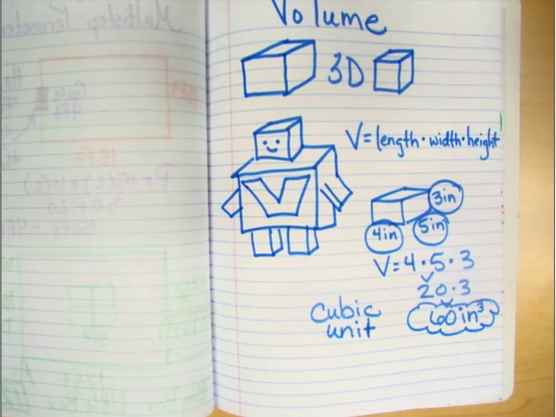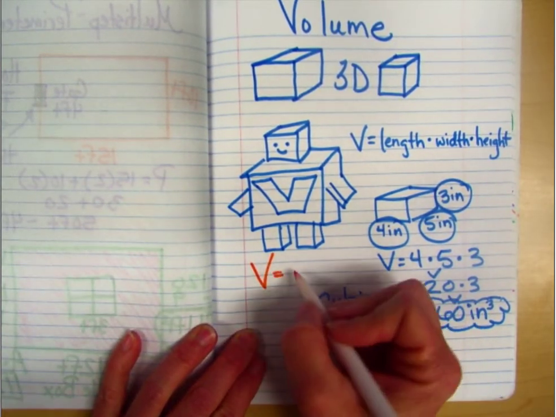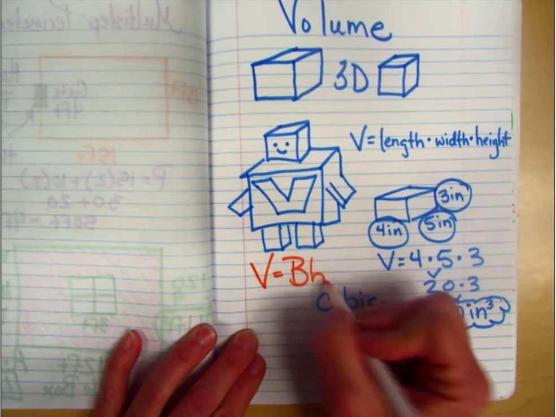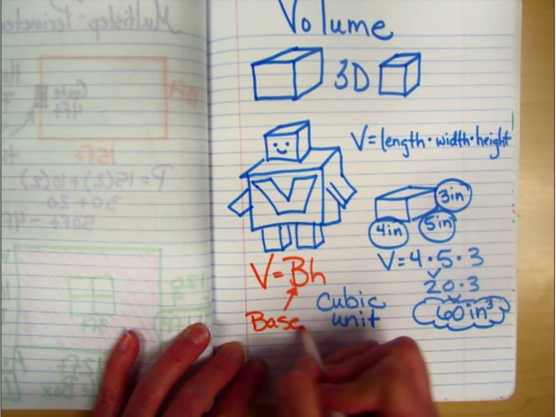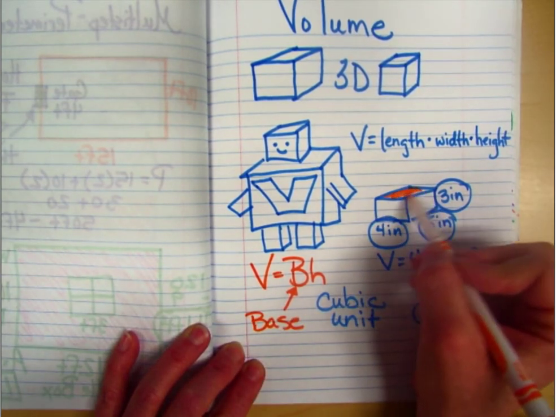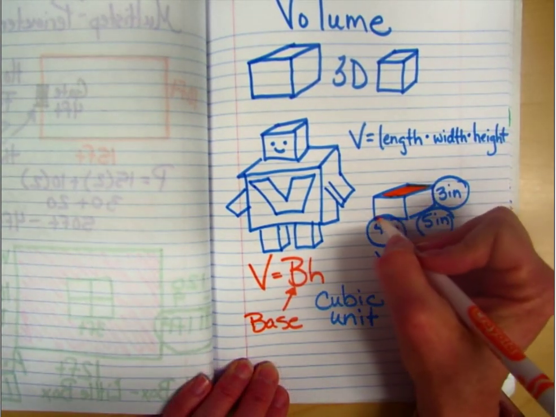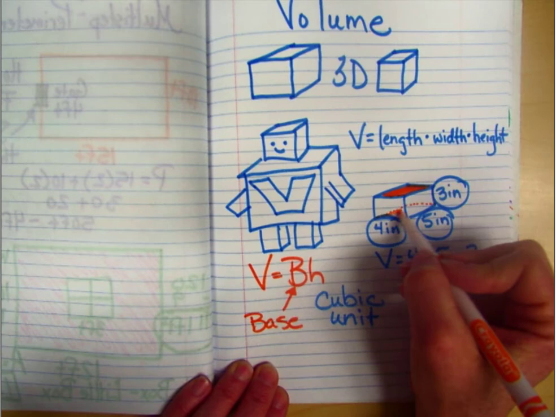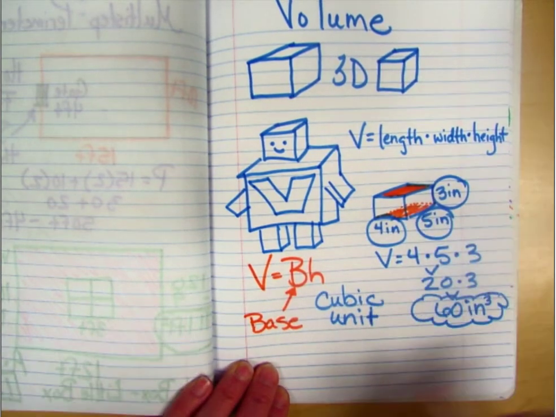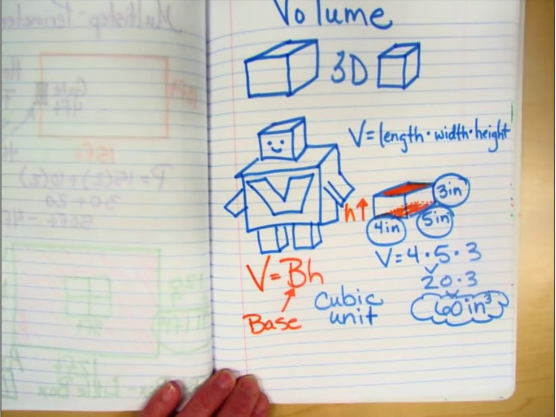Some things you need to watch out for. Sometimes it will show you a volume formula like this. The big B is the base. The base is the top or bottom of your rectangular prism or cube. So when you're talking about the base, it's always the bottom. Sometimes it'll have these little dots in here so you can visualize it. This is the base. The bottom of the box is the base. And then the height is just how tall it is, okay?